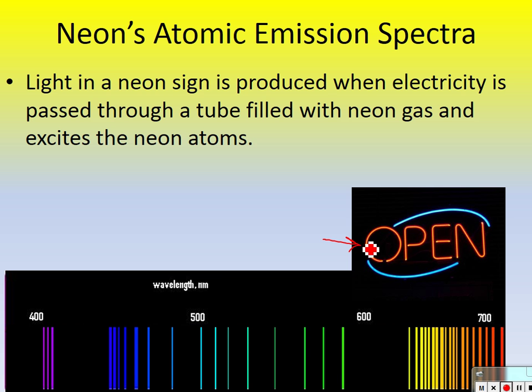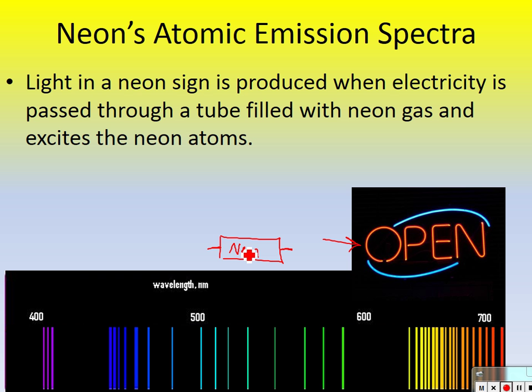So all this sign is, if you really look at it, is a glass tube. They take all the air out of it, so there's no atoms in there. And then they fill it with what? With neon gas. So the only atoms inside the tube are what? Neon. And then they hook it up to electrodes, they pass electricity through it. We're going to do the same thing over here in just a little bit.